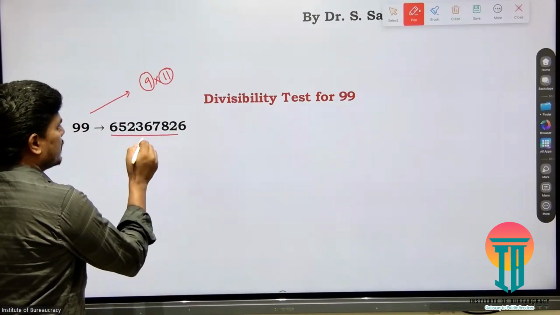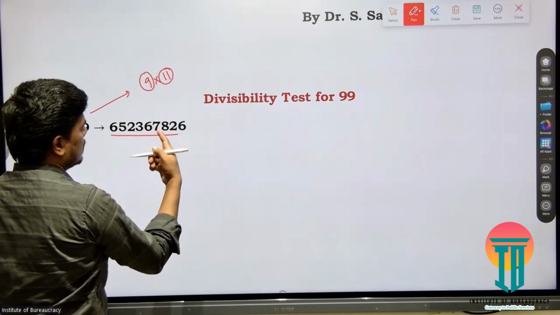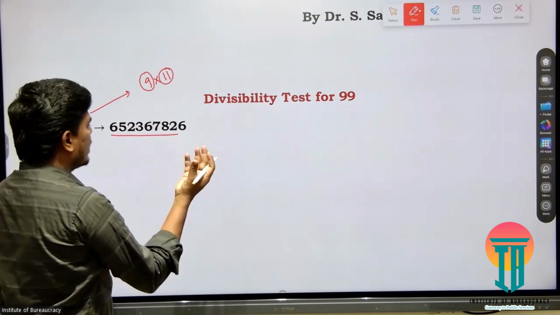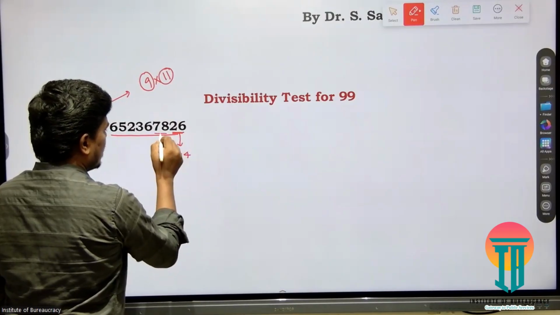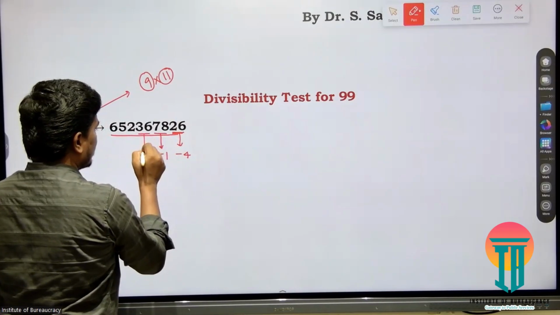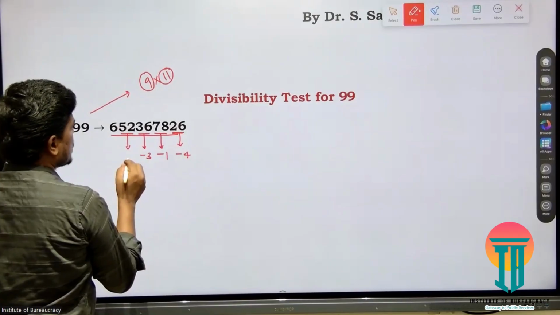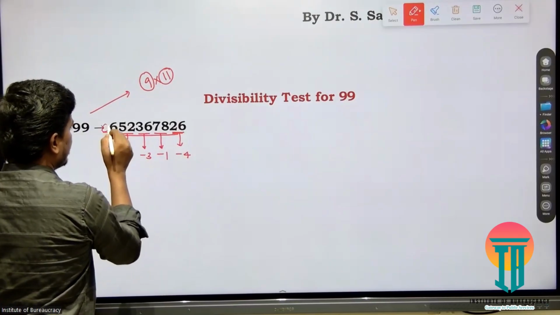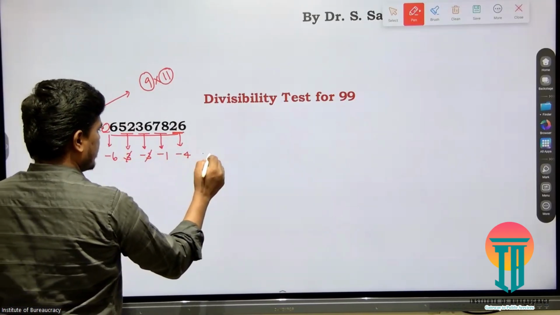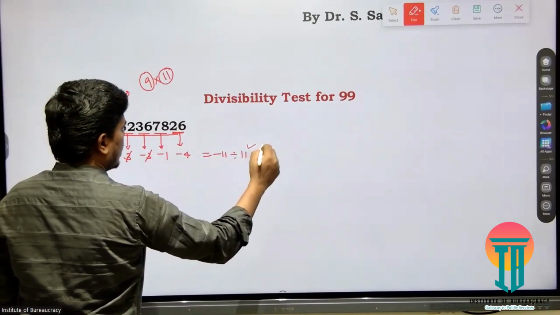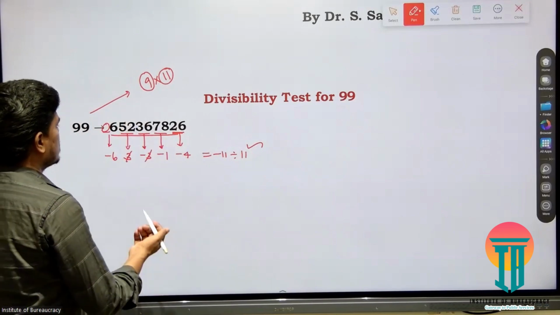Okay. Now we'll go with the 11 first. For 11, you find the difference of the digits. The difference here is going to be -4. Here the difference is going to be -1. Here the difference is going to be -3. Here the difference is going to be +3. And then here 0, it's going to be -6. +3 and -3, if you add them, get cancelled. And then you have -11. -11 is divisible by 11. Therefore, this number is divisible by 11.